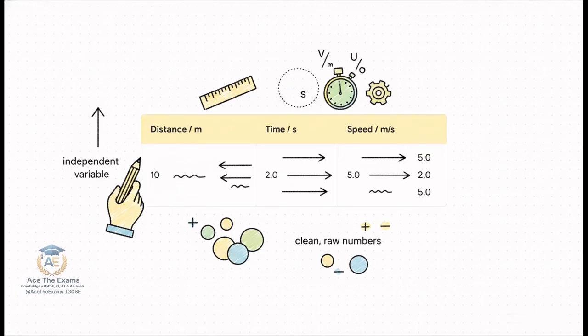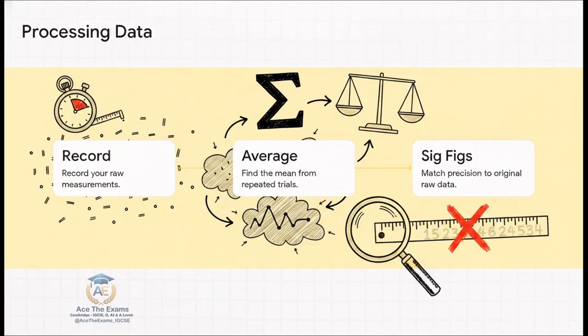Sam, our rushing student, always puts 15s or 10m inside the table cells. That is a guaranteed way to lose format marks. Keep the units in the headers, keep the cells clean. Let's look at how this builds when we start processing our data. Step 1, you record your raw measurements accurately. Step 2, you calculate the mean from your repeated trials to reduce those random errors we talked about.